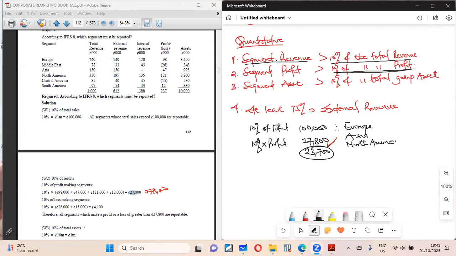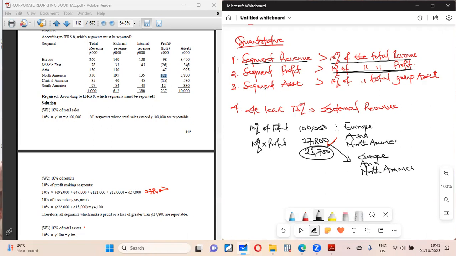So now that you have it, which one exceeds that 27,800? Which segment would that one be? You see that this one is greater, this one is greater, and this one is greater. So all of them are greater. Who are those ones? It's Europe, Asia, and North America. So it's the same three again.